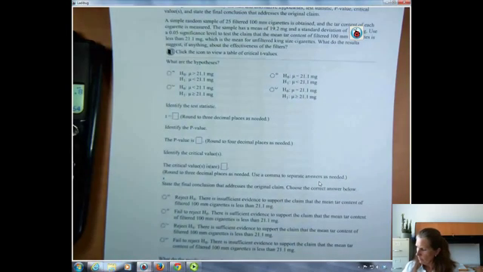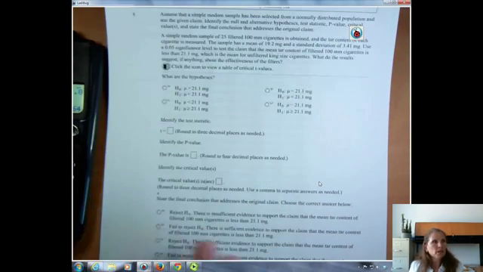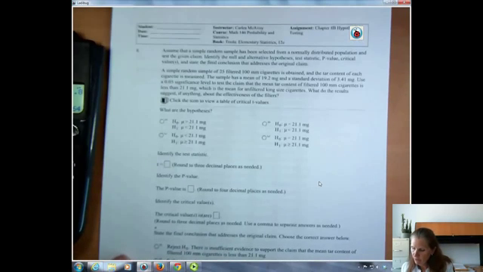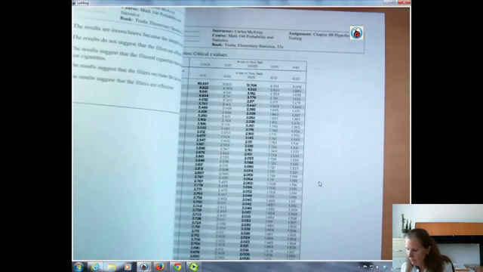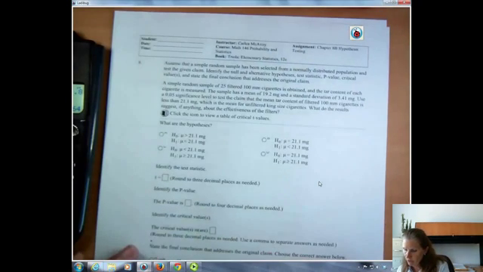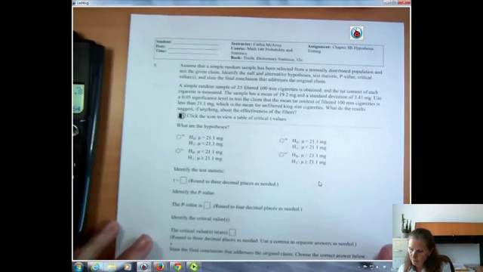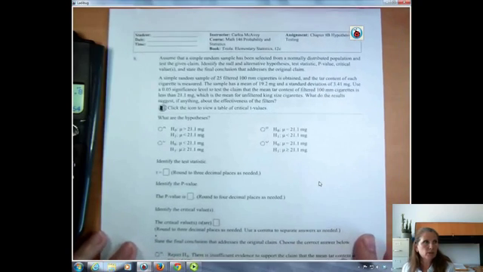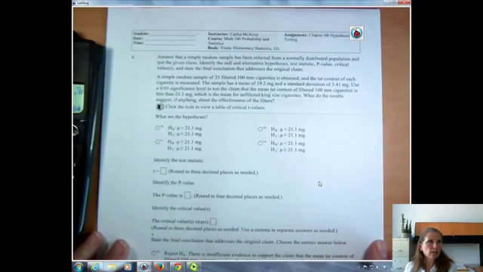Okay, let's go on to 13. Okay, assume that we have tables built in this one. We do. These ones that have the tables built in, they go on and on forever. They want you to use that. But, okay. Assume that a simple random sample has been selected and find all that stuff.